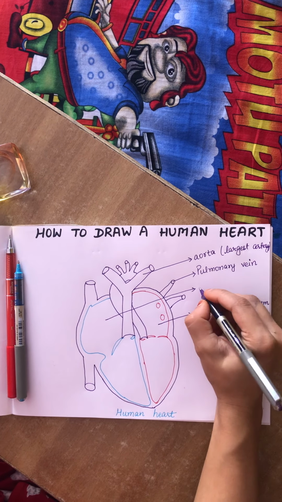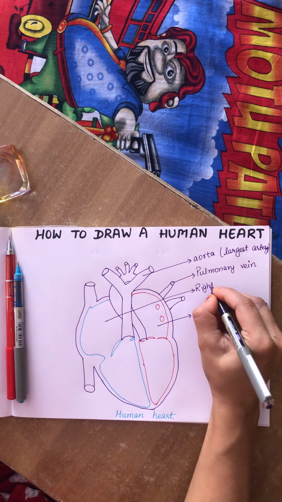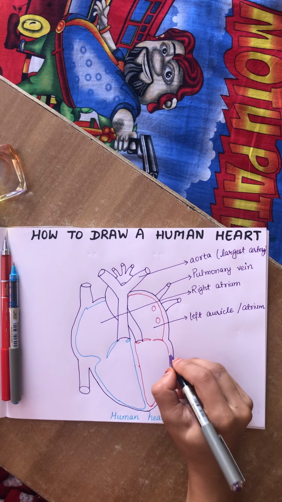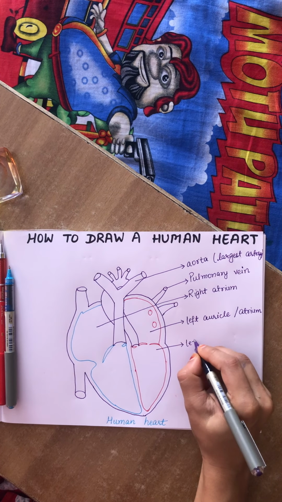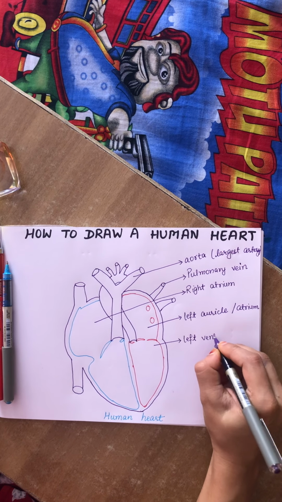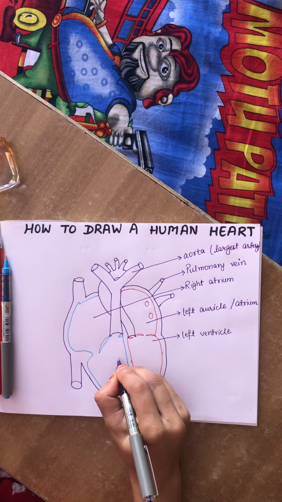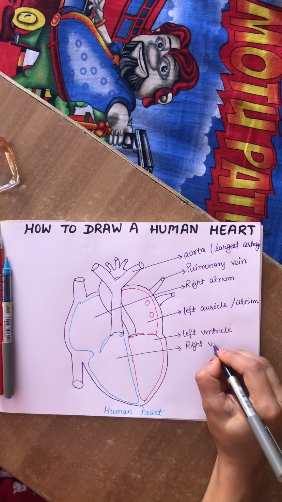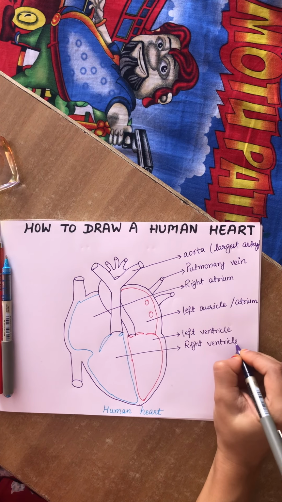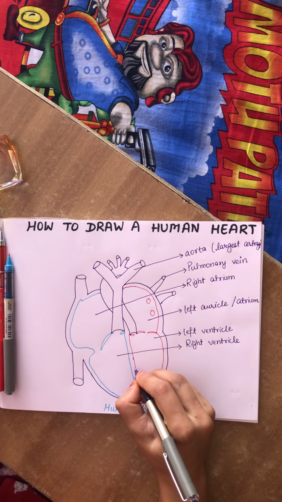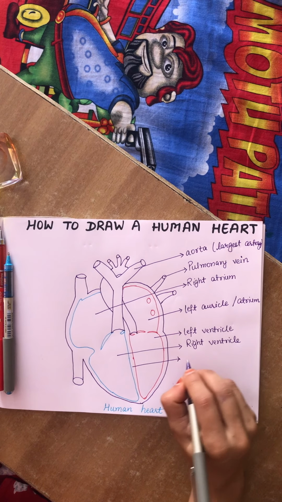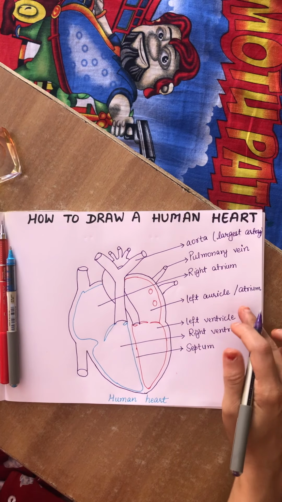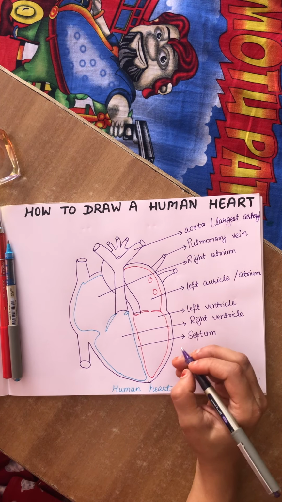This is the right atrium. This is the left ventricle. Here we have right ventricle. The space between these is called septum, the wall that divides the right and left part of the heart.